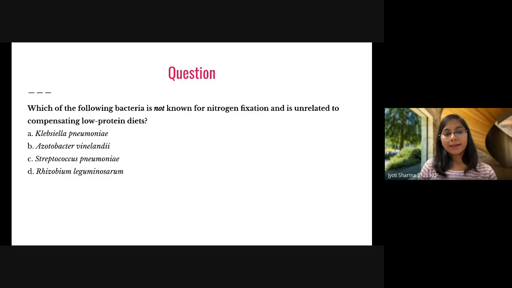Okay, which of the following bacteria is not known for nitrogen fixation and is unrelated to compensating a low protein diet? Because we already have talked about Klebsiella pneumoniae, and along with that, there are a lot more bacteria that can help us with nitrogen fixation. And here the question is the bacteria which is not known for nitrogen fixation. So the options are A, Klebsiella pneumoniae, B is Azotobacter, C is Streptococcus, and D is Rhizobium. What do you think? What is the right answer for this?